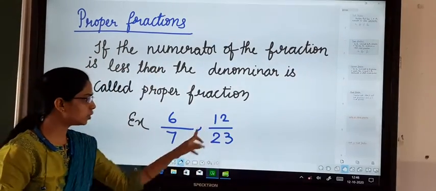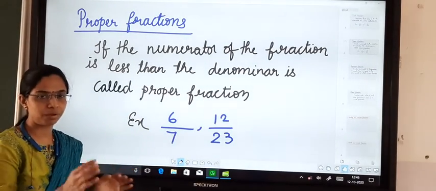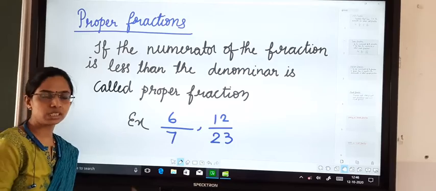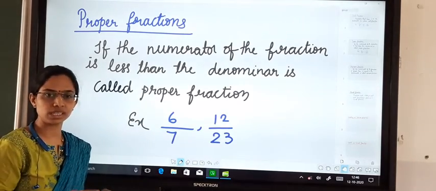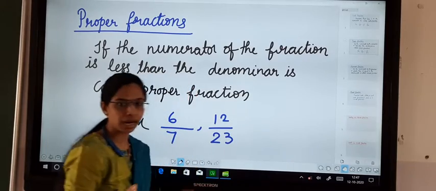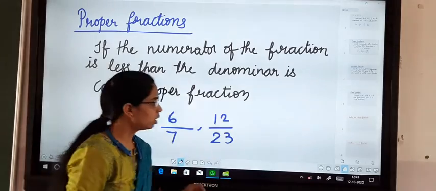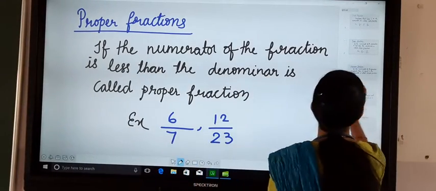So I have 23 chocolates. I can give away 12 chocolates properly, isn't it? Whether the chocolates will remain with me or not, that is different. So when you have proper parts, then you can shade the remaining and write the fraction. But what about the case in improper fraction?